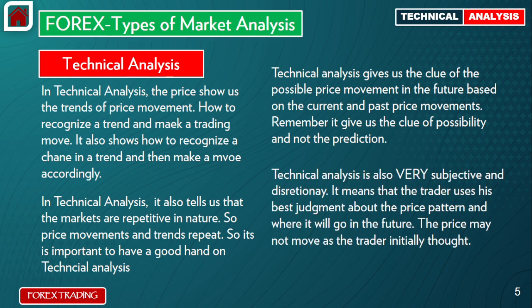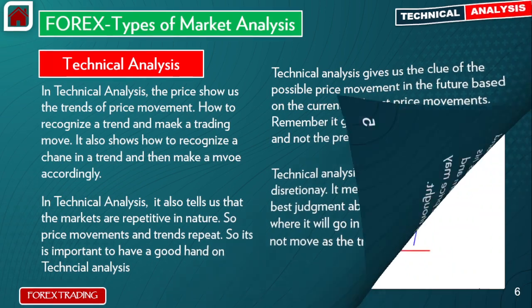And technical analysis is also very subjective and discretionary. What it means is that the trader uses his best judgment sometimes, or speculation about the price pattern, where the price will go in the future. The price may not move as the trader initially thought. So the subjective or discretionary or speculative approach may not go right at all, and the price may go the other way as opposed to what the trader initially thought.